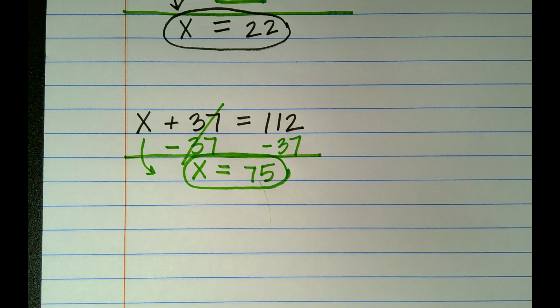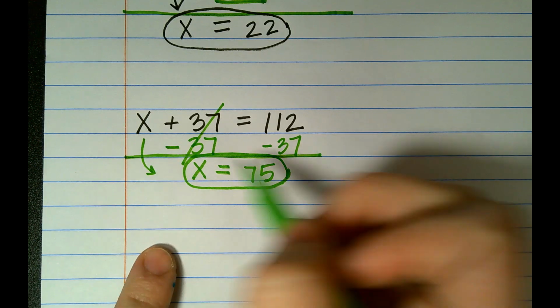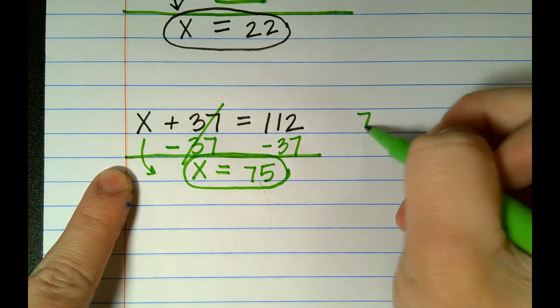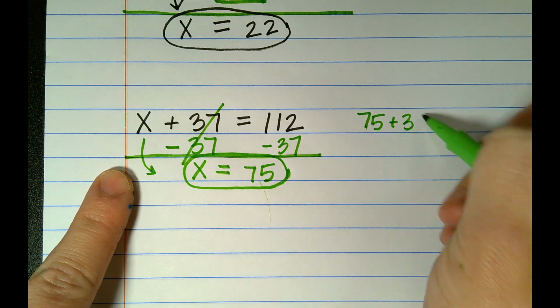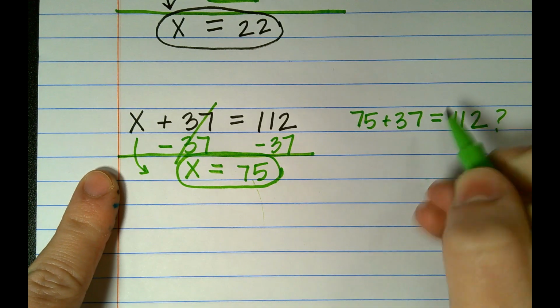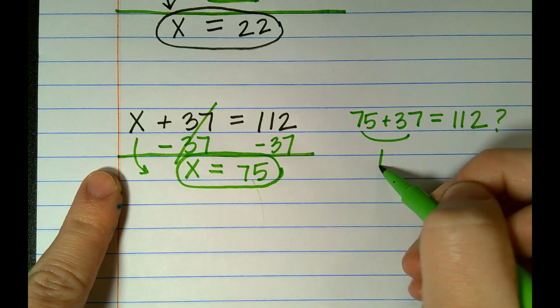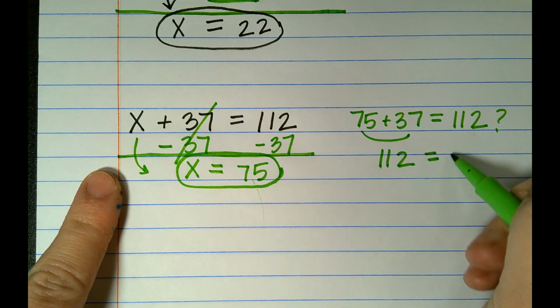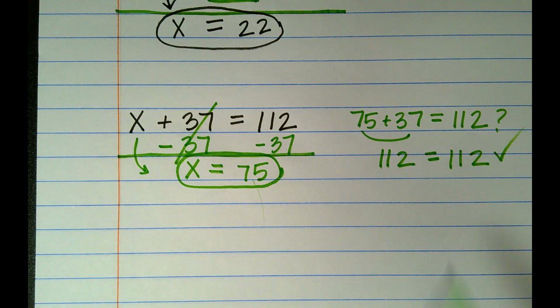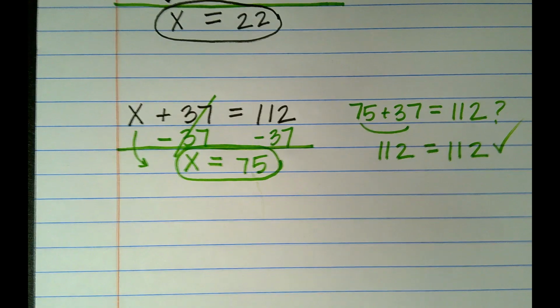That's so good. How do I check to make sure I got the right number? I can just put it right back into the original problem. Is 75 plus 37 equal to 112? Yes. We put those together, it makes 112. Perfect. Oh, that's so good.